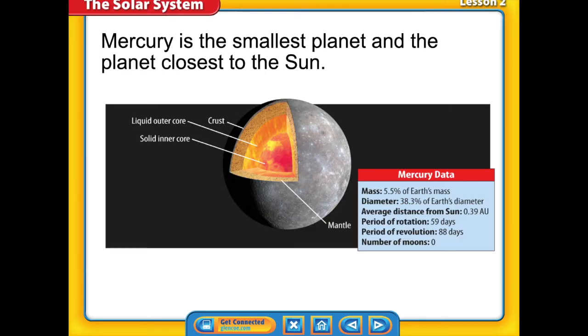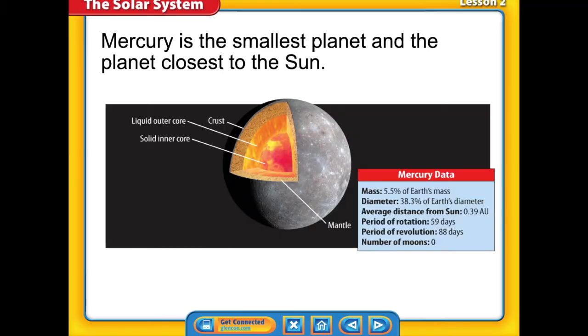Next note I'd like for you to write in the left-hand column is revolution. How long does it take for it to go around the sun? And then next to the word revolution, you write 88 days. 88 days is a year on Mercury. So you're having a birthday on Mercury every 88 days. Now we know that Mercury does not have any moons, so if you want to write that down in your last note, number of moons is equal to 0. No moons that we're aware of.